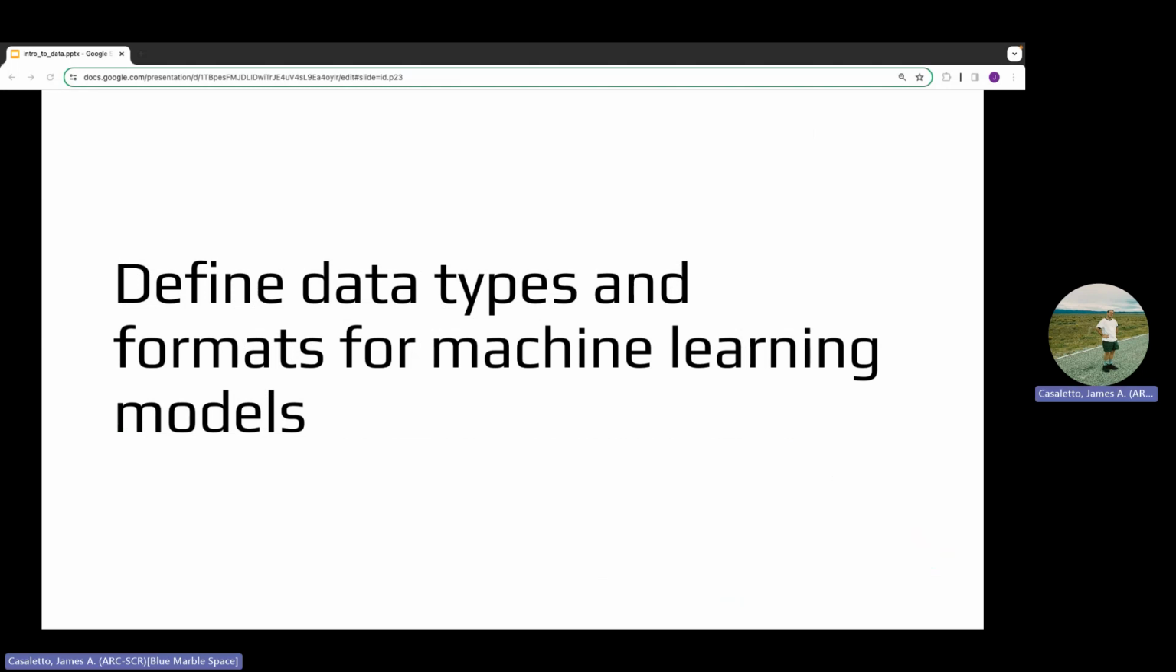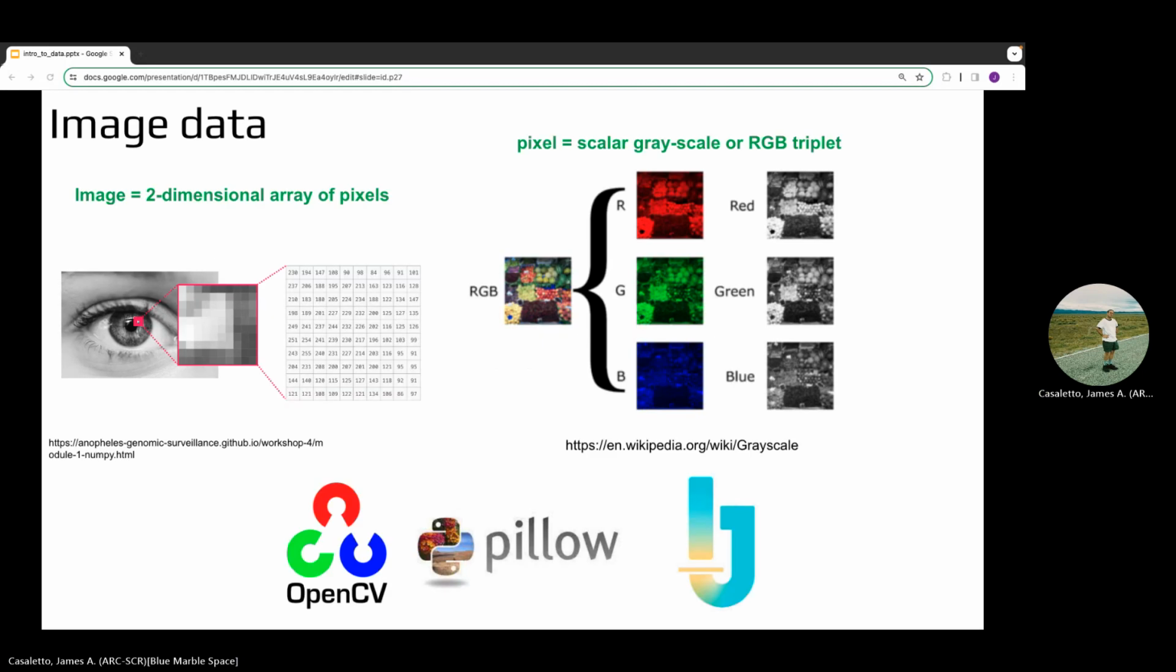In this section, we define data types and formats for machine learning models. Two-dimensional image data can either be stored in grayscale or in red, green, blue, or RGB scale. The image is represented as an array of pixels, each of which represents a color or grayscale value for that pixel. Image processing tools such as OpenCV, Pillow, and ImageJ know how to interpret those files in order to analyze and manipulate the images they represent.